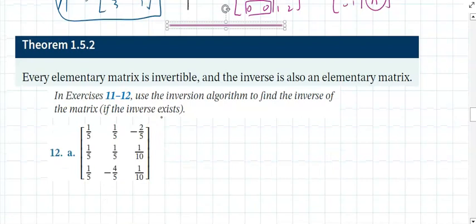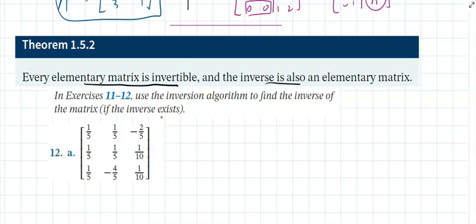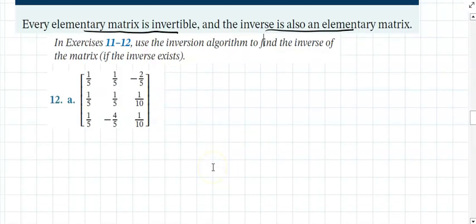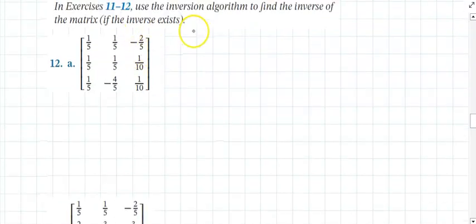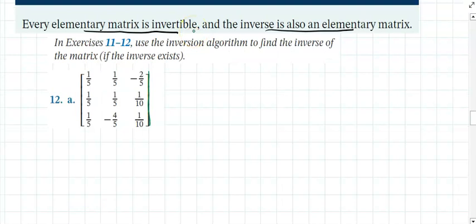So every elementary, remember what elementary is? Every elementary matrix is invertible, and its inverse is also an elementary matrix. So here's one. Again, let's see what they want. Use the inversion algorithm to find the inverse of the matrix if it exists. Now, this process is really tedious and long, and the chances of making an error are very high. So just work with it. Work slowly as you're doing this. There is no shortcut to this. This is the only method we have so far.